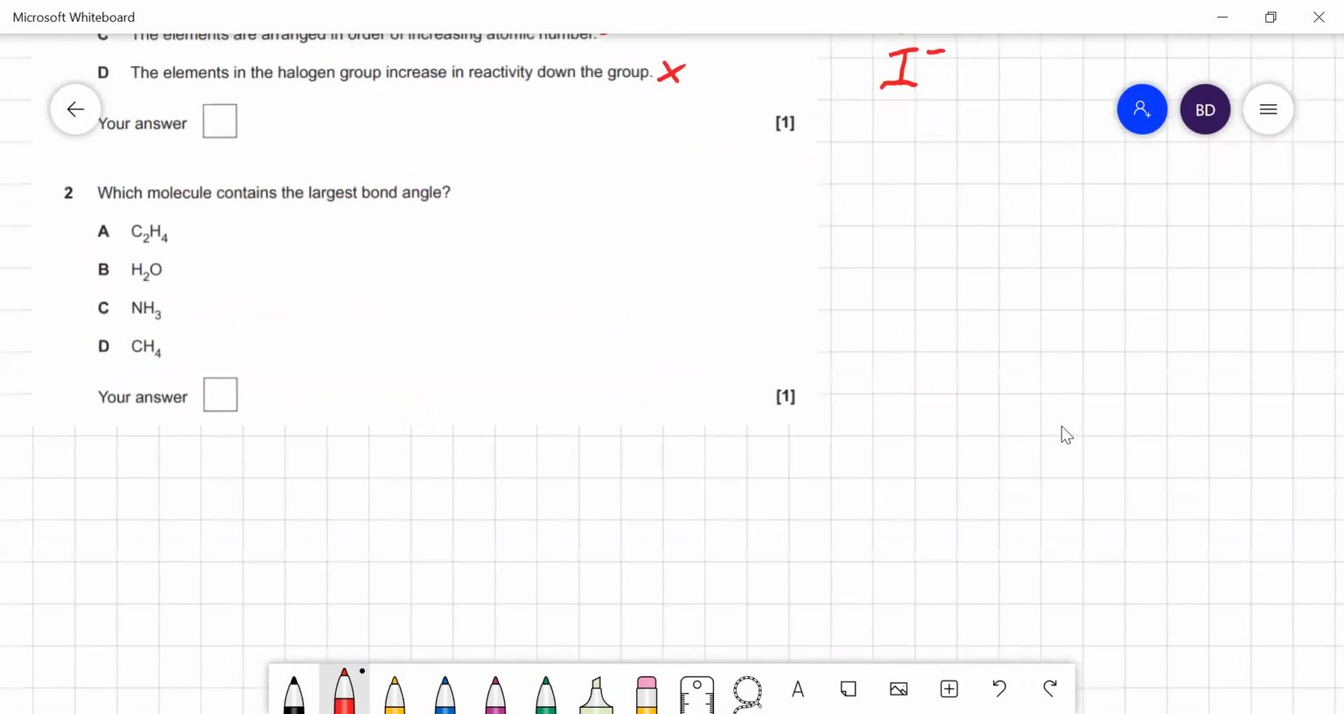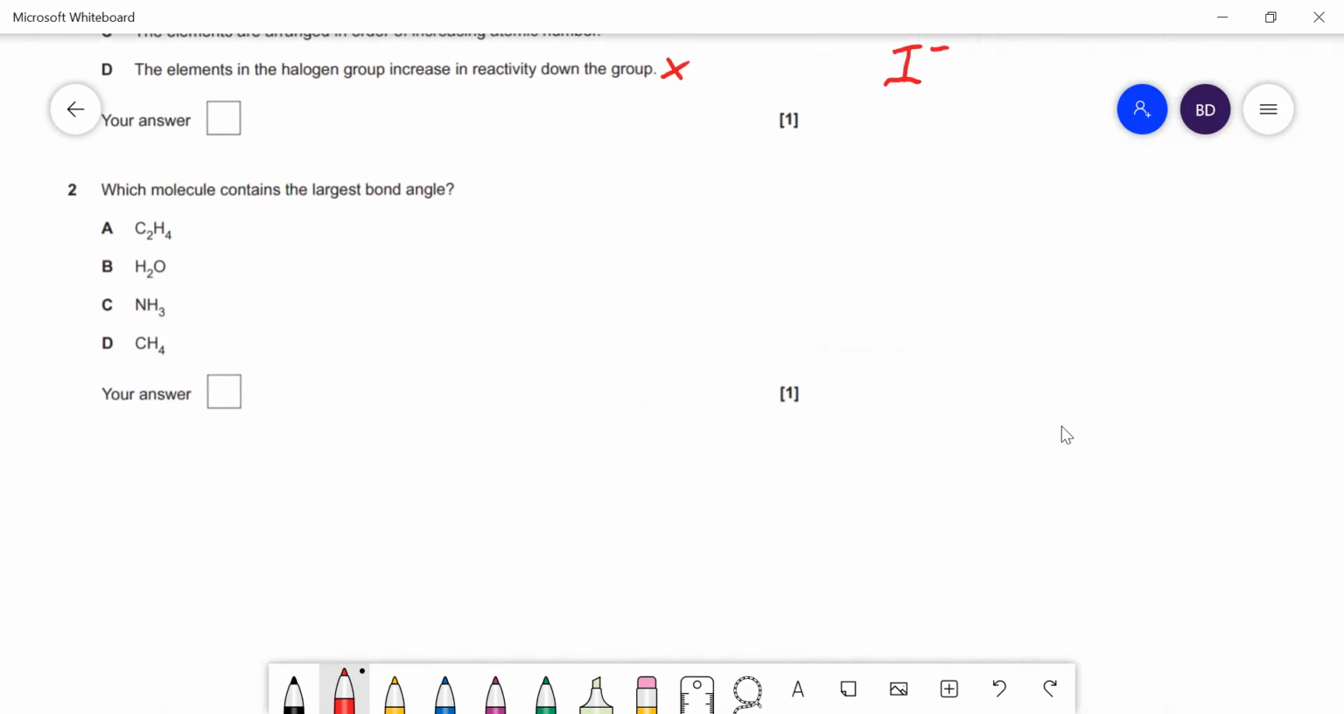Which molecule contains the largest bond angle? Now, let's have a look at ethene, the C2H4. You've got a double bond between the two carbons there. And the carbon has got 4 electrons in its outer shell, so it forms 4 bonds, and it has no lone pairs. We've got 3 groups around the carbon. The double bond you just treat as a single bond for the purposes of working out the shape. So it's going to be trigonal planar. That's going to be 120 degrees.